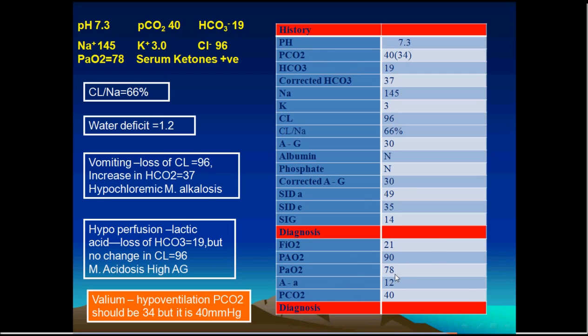The oxygen for this patient is normal, and the alveolar gradient is normal, so there is no pathology in the lung. The oxygenation of the lung is normal, but the problem is hypoventilation due to the volume. First, the patient developed vomiting, loss of chloride, and increase in the bicarbonate, hypochloremic metabolic alkalosis, and then developed hypoperfusion with loss of bicarbonate and the same chloride. This is a high anion gap metabolic acidosis, and in addition, the volume caused some suppression of the respiratory center, and therefore the patient hypoventilated with retention of carbon dioxide, instead of being 34 it became 40.